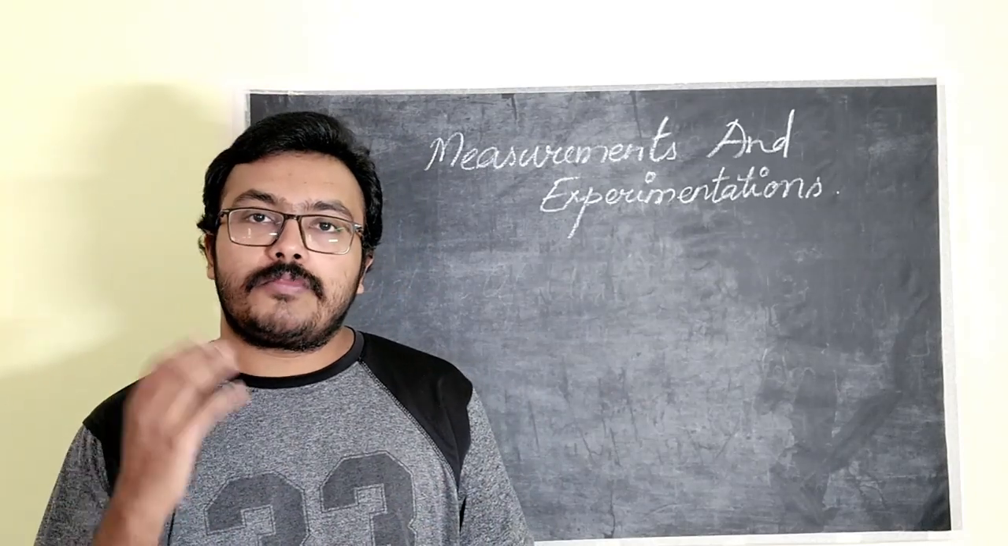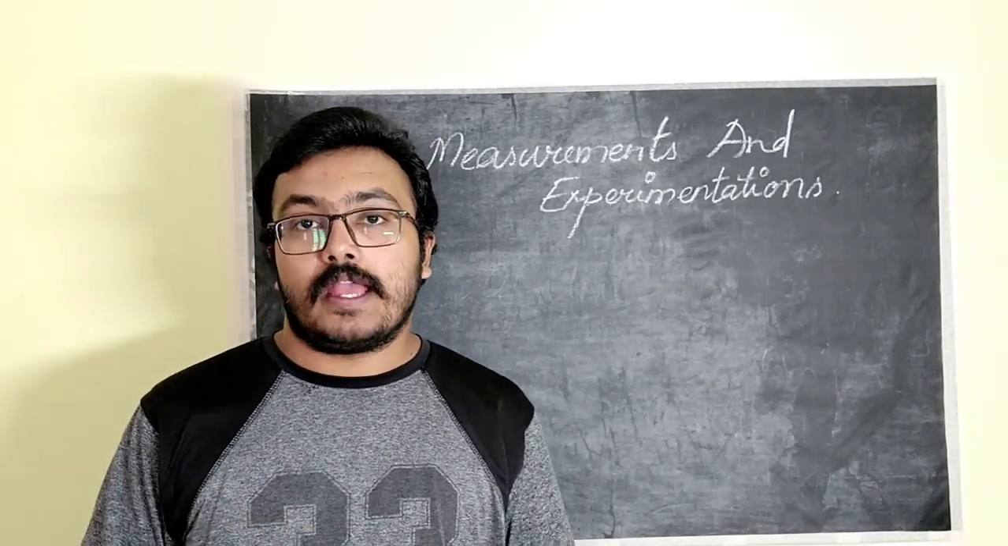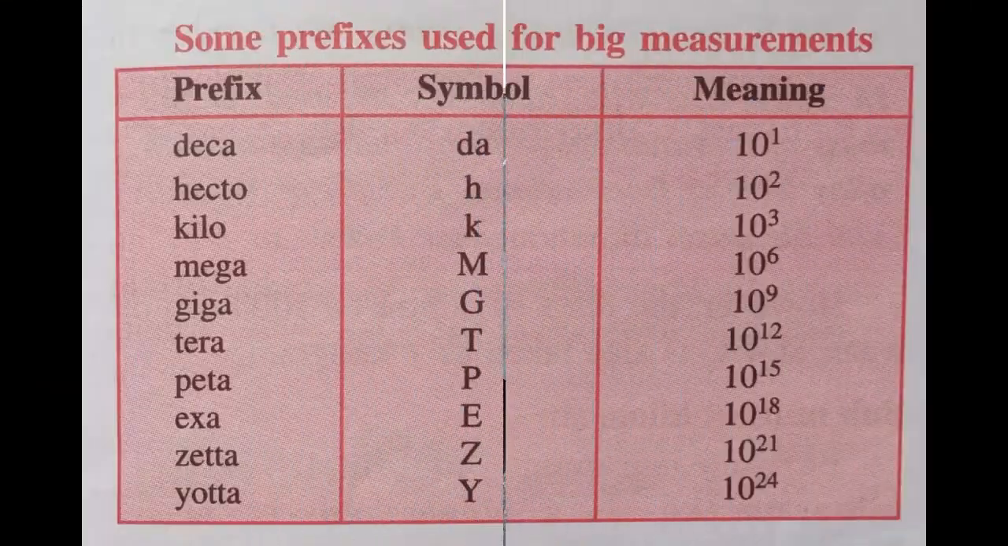Similarly, we have some prefixes that are used in big measurements as well as in small measurements. You can just go through the table again. Some prefixes used for big measurements. Deca, symbol DA, and the meaning is 10 power 1. Hecto, symbol H, 10 power 2. Kilo, symbol K, 10 power 3.